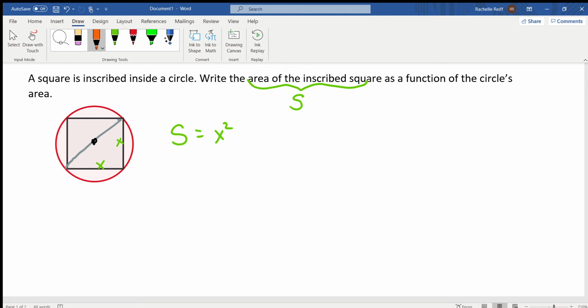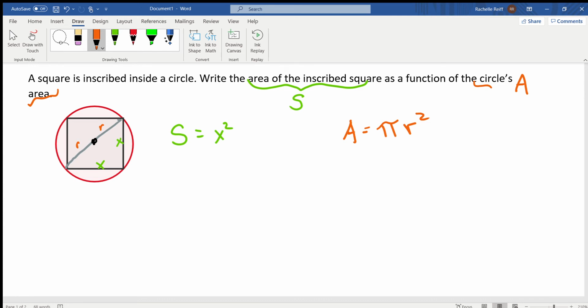Let's just find what the circle's area would be. Okay, if you remember the area of a circle, and I'm going to call this A for the area of the circle, the area of a circle equals pi r squared. Do you remember that? Hopefully you do, but here it doesn't tell us what the radius is, so let's just leave it as a variable. Cool, so I'm going to call that r and call that r.